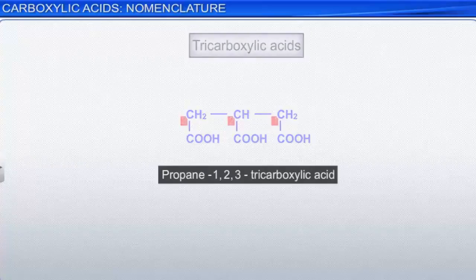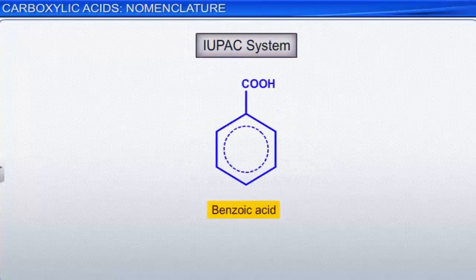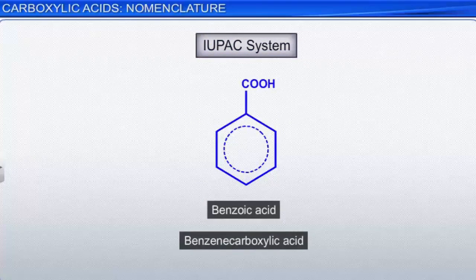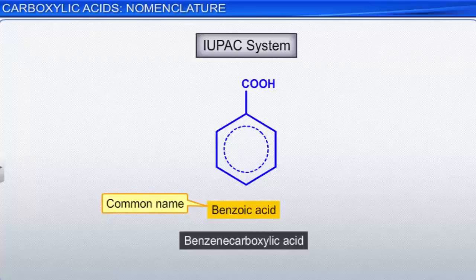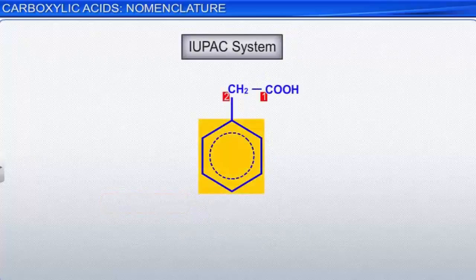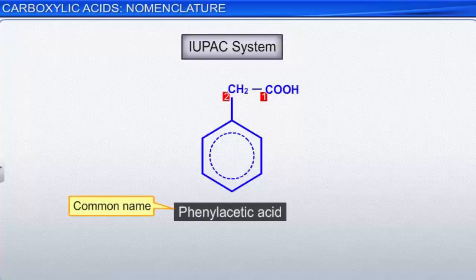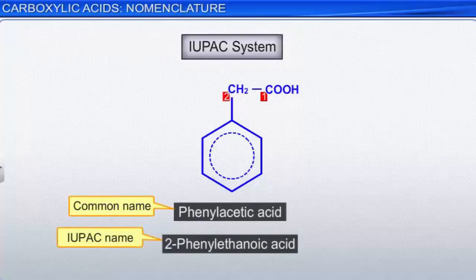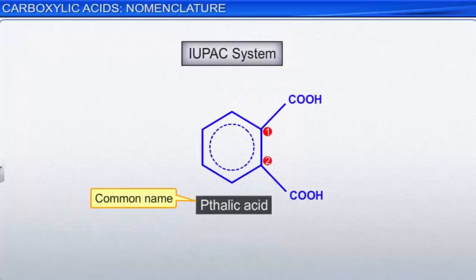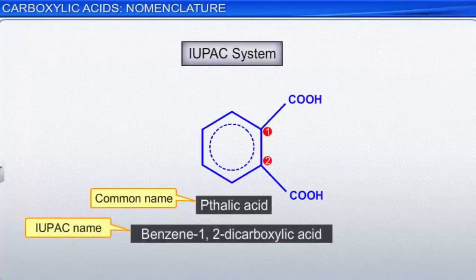In the IUPAC system, benzoic acid is named benzene carboxylic acid. Note here that the common name benzoic acid is also accepted as the IUPAC name. If side chains or substituents are present, then they are indicated by numbers, with the carboxyl carbon atom being numbered 1. For example, phenyl acetic acid shown here is named 2-phenylethanoic acid. Similarly, phthalic acid is named benzene 1,2-dicarboxylic acid.